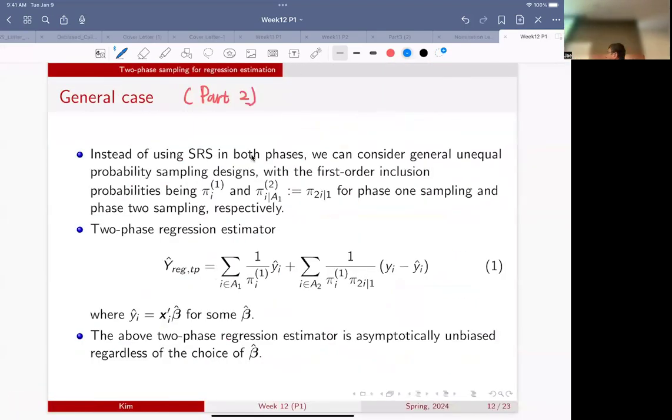And now I'm going to move on to generalization. That means we have an inclusion probability. The first phase has an inclusion probability, and the second phase has an inclusion probability. So it looks complicated, but it's not difficult. We should not confuse complicated with difficult, right? It's just complicated, not difficult.